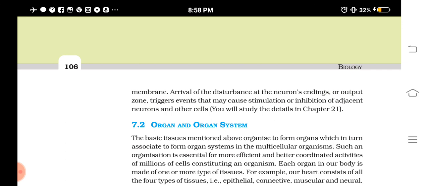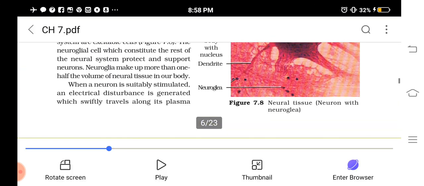So like this they can pass the nerve impulse. So these type of tissues, what is the speciality? They can get stimulated by the external stimulus. Okay, and this stimulus or disturbance can create the nerve impulse, and this nerve impulse will be conducted from one neuron to the next neuron. So about various animal tissues you understood now.